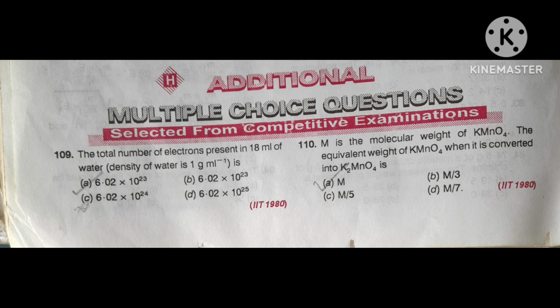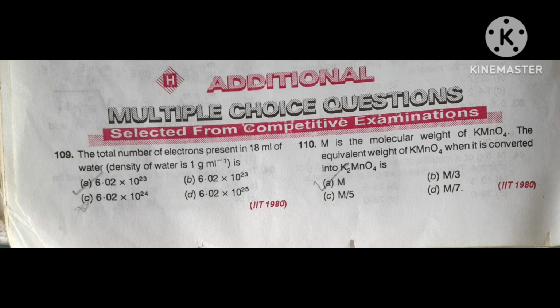Second option, I think it is given wrong: 6.02 into 10 to the power, it should be 22. Third option is 6.02 into 10 to the power 24. And fourth option is 6.02 into 10 to the power 25.